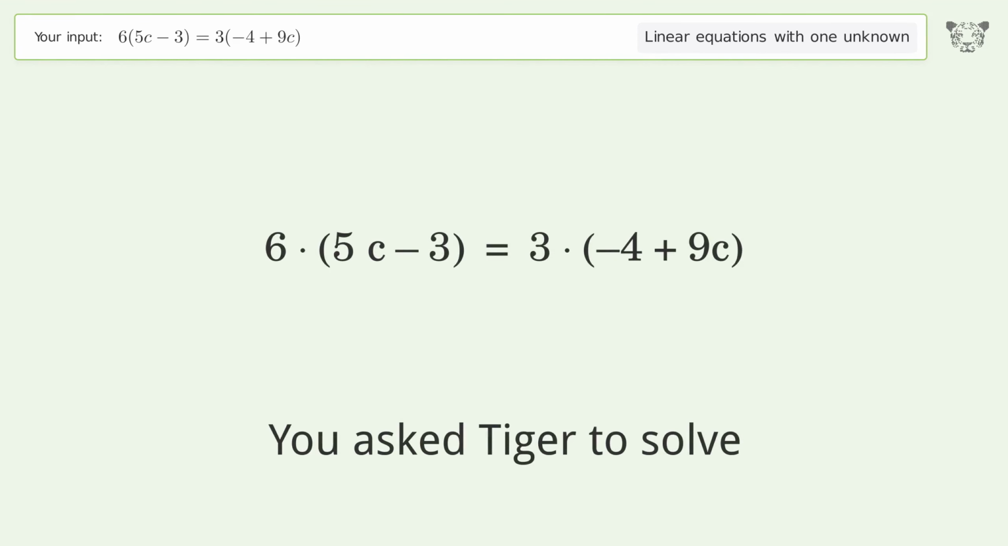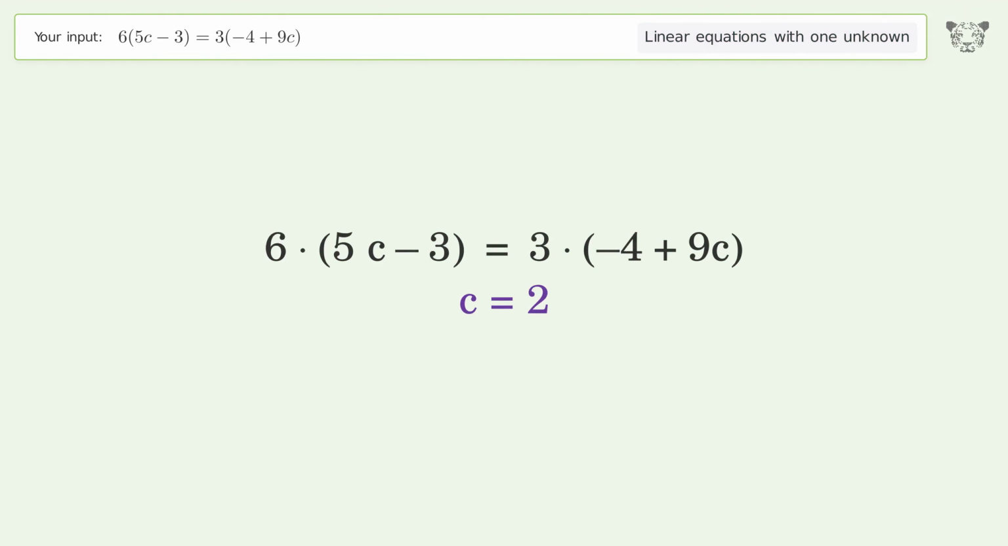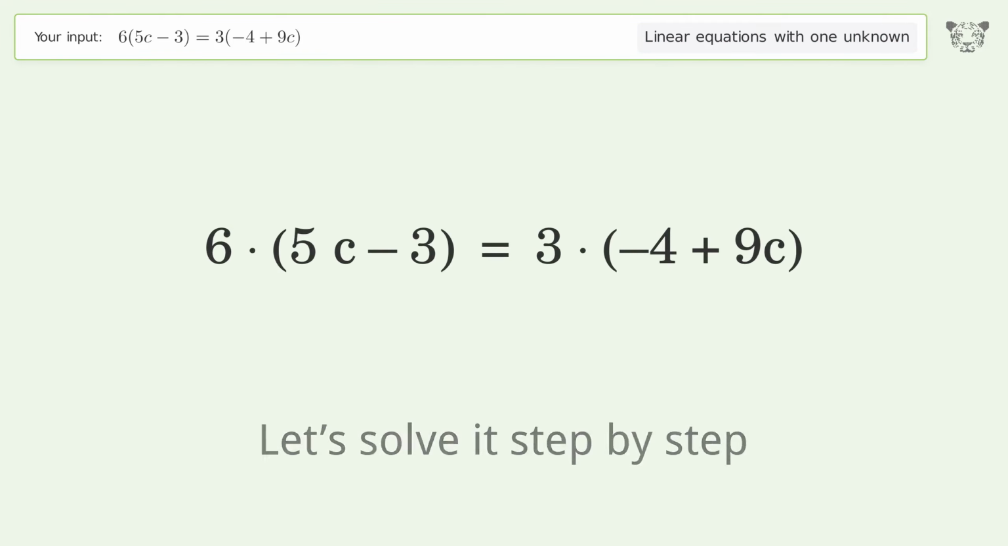You ask Tiger to solve this. It deals with linear equations with one unknown. The final result is c equals 2. Let's solve it step by step.